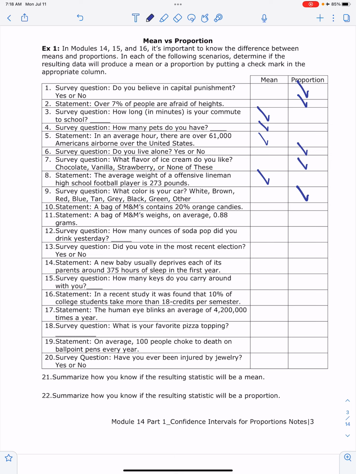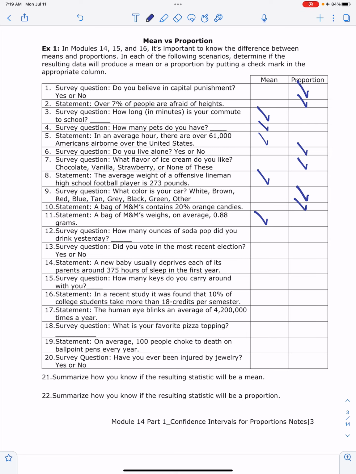10, a bag of M&Ms contains 20% orange candies. That is a proportion. We are not counting specific number of orange candies. We are looking at the proportion in that whole bag. 11, a bag of M&Ms weighs on average 0.88 grams. That is going to be a mean.